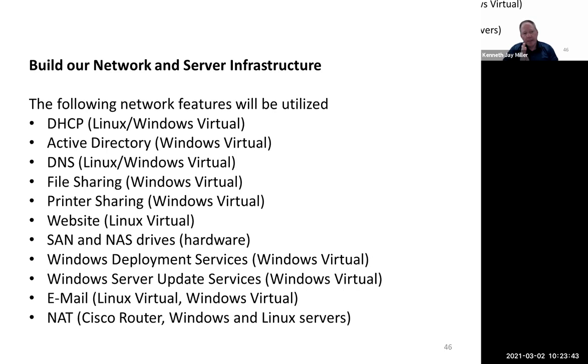We are going to build some storage area networks and some network attached storage for our network storage. And we're going to do that with both hardware and with some virtuals. We're going to deploy Windows using our Windows Deployment Services, and we'll use Windows for that. We'll do Windows Server Update Services, which we talked about earlier. We'll do that in a Windows virtual. We're going to build an email server that we're going to use both Linux and Windows to perform. And then we're going to use network address translation for our routers. We'll use our Cisco router that's already configured. And then we're going to build our Windows and Linux servers to do our routing as well. Okay, so those are some of the services we're going to do.